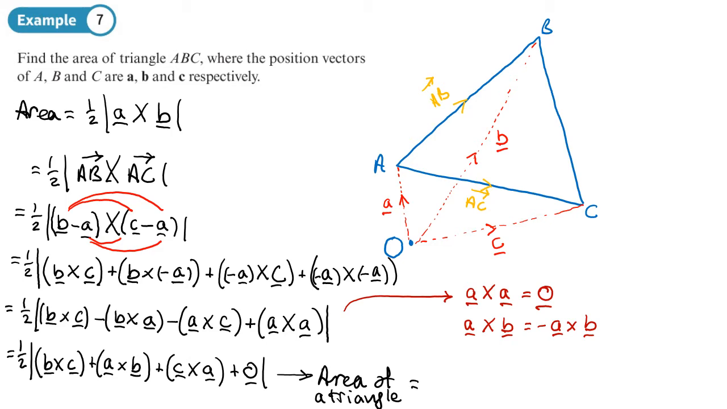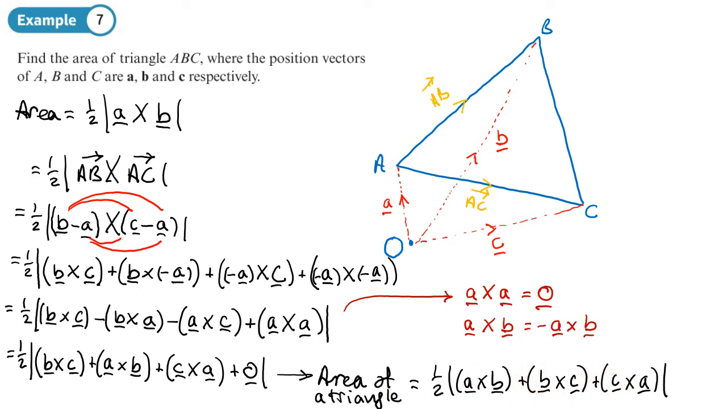The area of a triangle equals half. Now, let's start with A cross B, so all I'm doing is changing the order, plus B cross C plus C cross A. By changing the order, it just makes it a little bit easier to remember, because you've just basically got AB, BC, CA. Okay, so if I want to find the area of a triangle ABC, this is what I can use.